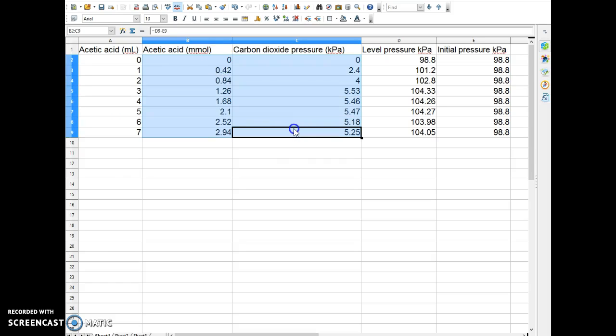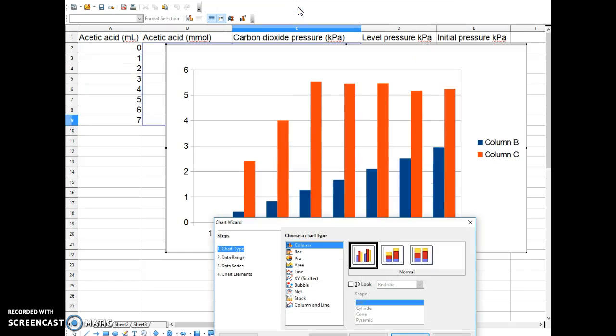So I'm going to do that real quick for you. We paint out all of that area where we've got what we want to graph. The millimoles of acid will be our independent variable. The carbon dioxide pressure will be our dependent variable. And we click up here, whichever one of the icons gives you a chart, a graph. In this case, it doesn't give us a good one because we want a scatter graph.